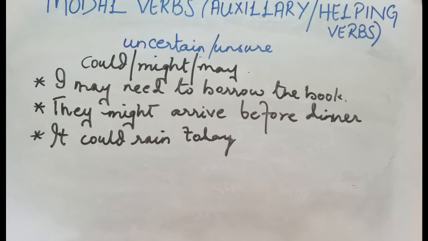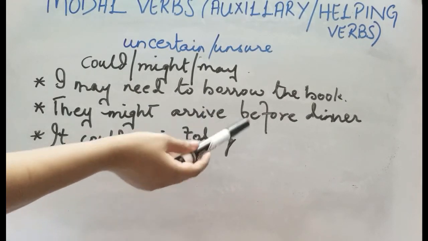Okay, there is a chance that I'm going to borrow that book because maybe I'm missing some pages in the book, or maybe the extract that I'm trying to find, it's not there. So it's likely that I may need to borrow that book. Okay, but I'm still unsure, maybe I can find the extract out from that book and I don't need to borrow that book. So I've used the term may over here. When you are uncertain about something, you think that it can be possible but you are not so sure about it. Number 2, they might arrive before dinner.